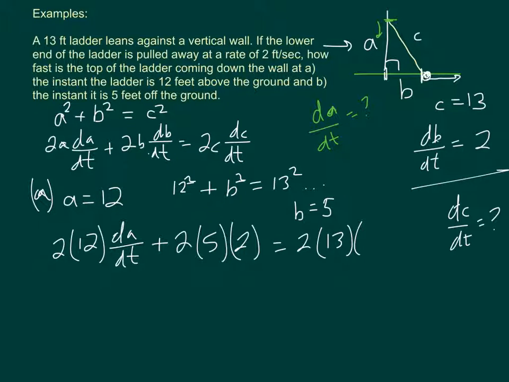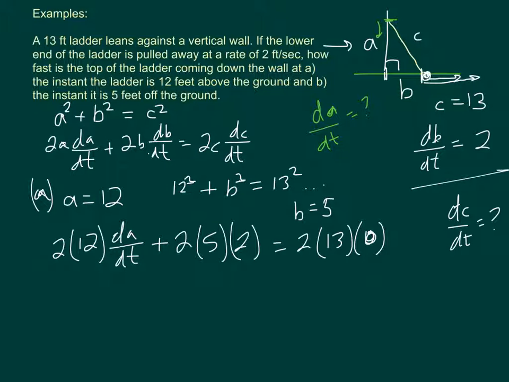Well, C is the ladder. The ladder's not going to change. The ladder has no change. It's 13 feet. It's not an extension ladder. Not as far as we know. As I pull the bottom here out away from the wall, the ladder stays the same length. So what's the change if C is a constant? If my ladder's a constant length, that change is going to be 0, because the derivative of a constant is 0.